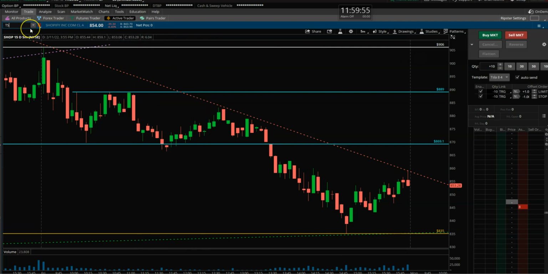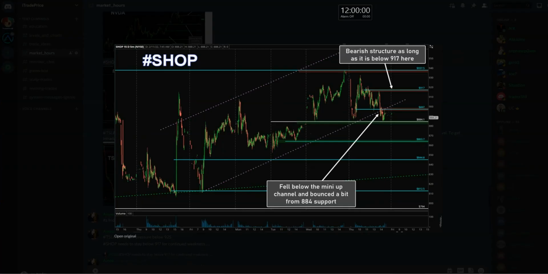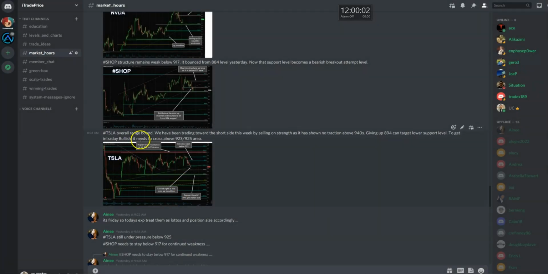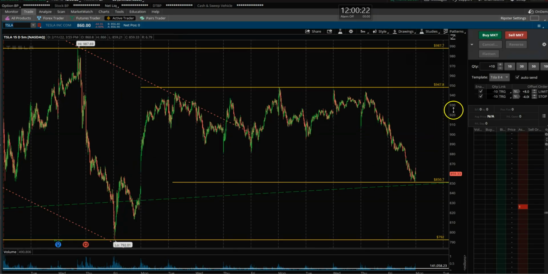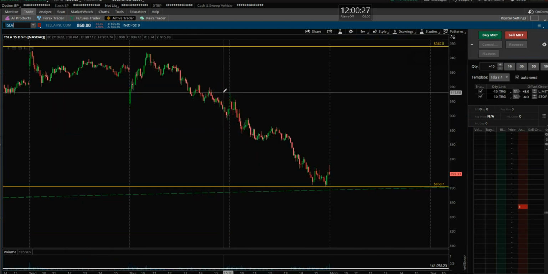So let's look at Tesla. What did we say on Tesla was, let's see. Tesla overall range bound, we have been trading towards the short side, right? So the sentiment all week was on the short side with 940 to 950, 944, all that general area as being the resistance, right? And giving up 894 can target lower support level. To get into bullish, it needs to cross above 923 or 25. It never got above 923, 925. The highest it got was 915.